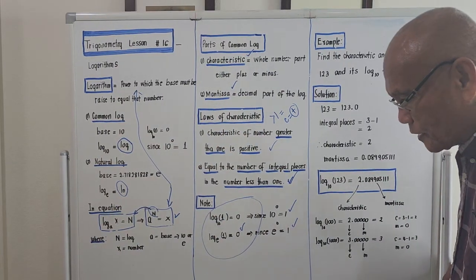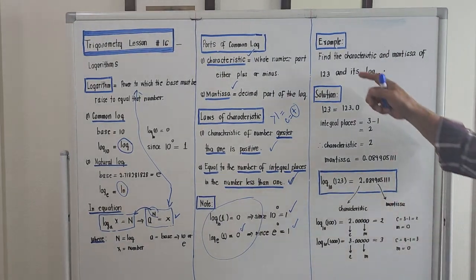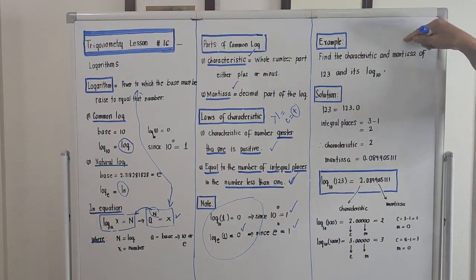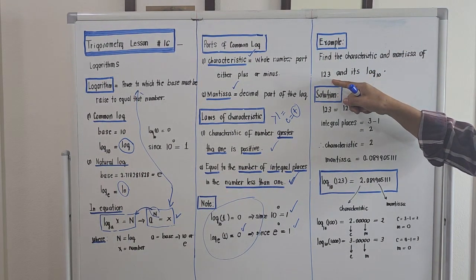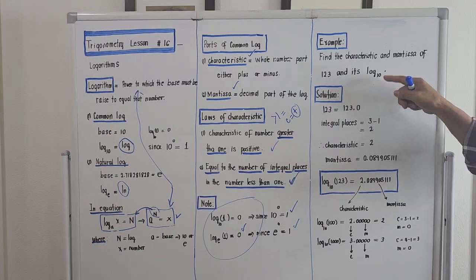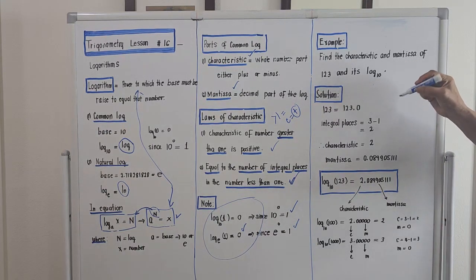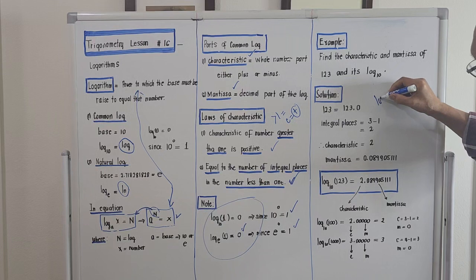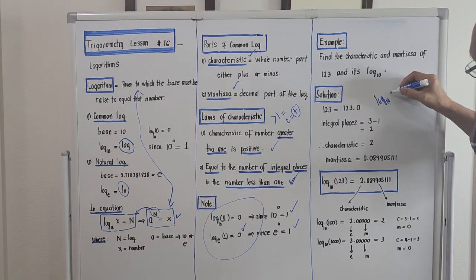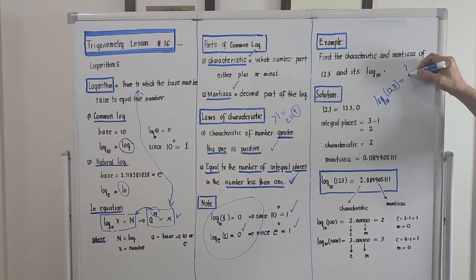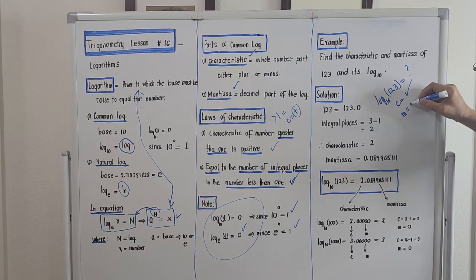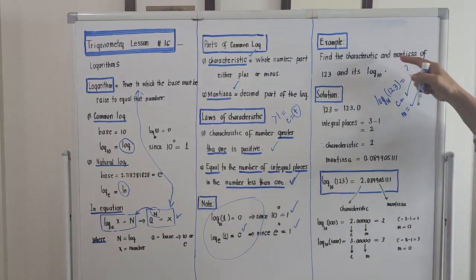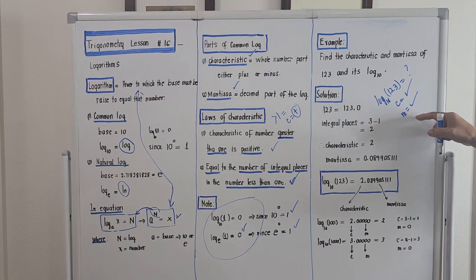Okay, the example for tonight will be this. Find the characteristic and mantissa. The number is 123, and its common logarithm. Meaning to say, we are asked to find the common log of 123, and we have to specify what will be the characteristic and what will be the mantissa, because the parts of the logarithm are the characteristic and the mantissa.